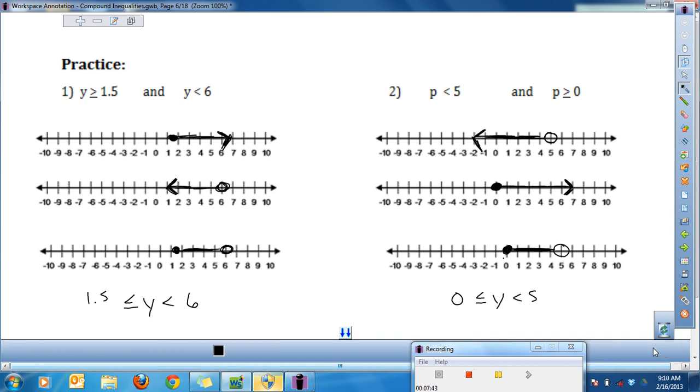Alright, here are the solutions. We should have had this portion of our graph shaded. 1.5 would be a solution, but 6 would not, and our compound inequality would look like this. This is our solution to the second problem. 0 would be a solution, but 5 would not, and our graph should be the shaded middle part. And here's our compound inequality.